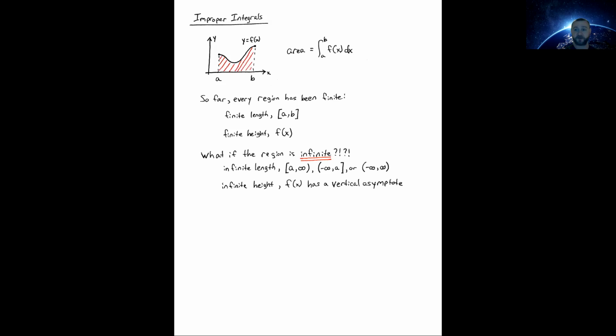All right, so we're going to make a change. What if, instead of the region being finite, it's infinite? And that could happen in two ways. Maybe the region is infinitely long, and we have three different types of intervals there: a to infinity, negative infinity to some number a, or the full x-axis, negative infinity to infinity. The other possibility for how a region could be infinite is if the function value becomes infinitely tall. And that's usually due to there being some sort of vertical asymptote.